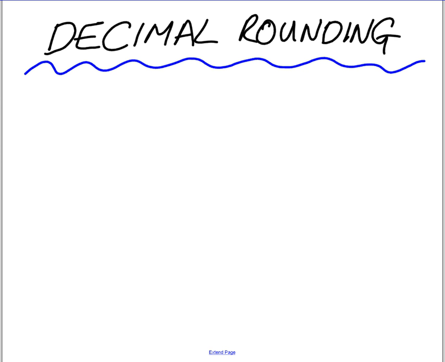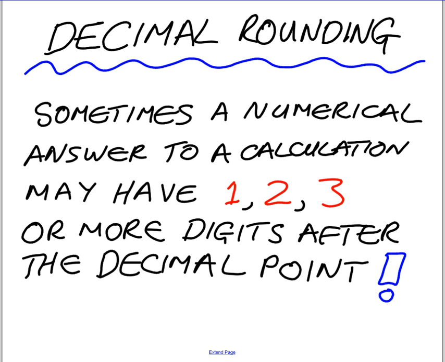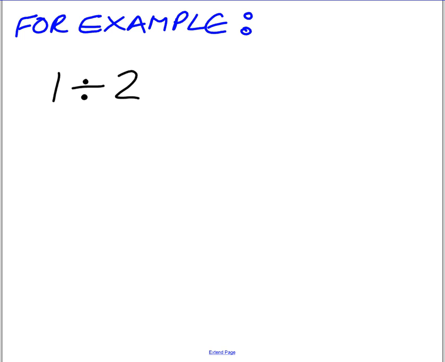What we're going to look at here is a little lesson on something that's known as decimal rounding. Sometimes you might have an answer as a result of a calculation that can have 1, 2, 3 or more digits after the decimal point. So a few examples here.